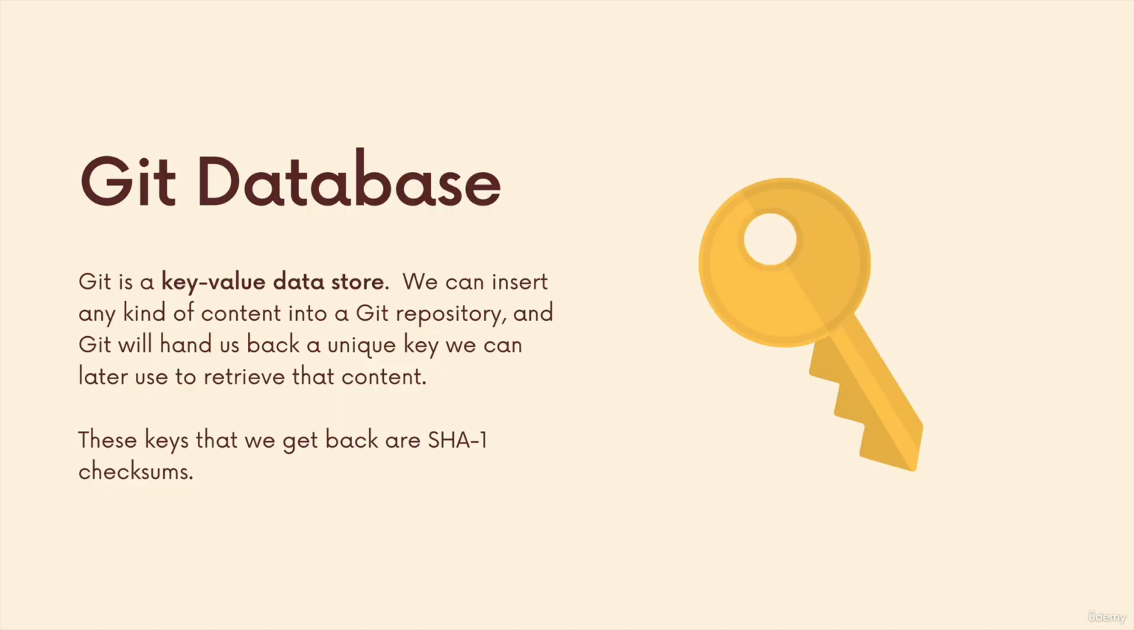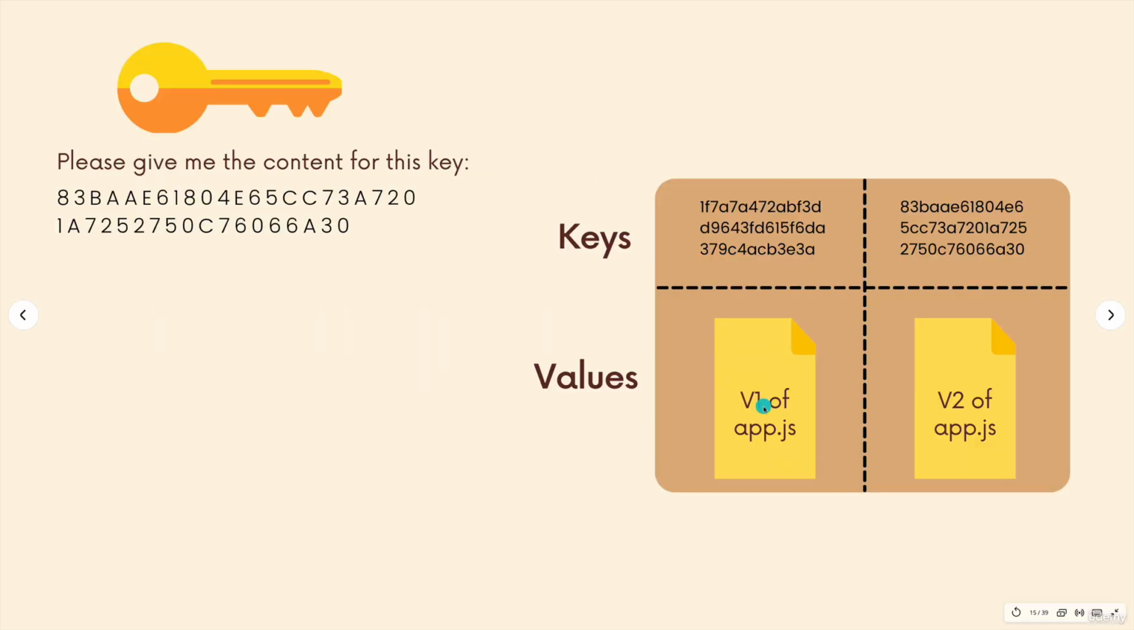Git allows us to store any sort of data in it, and it will hand us back a key for that data. And that key will be a SHA-1 hash that we can then use at a later date to retrieve the information we stored. So a key value data store. We store stuff in there, and it gives us a key. We can then come back and give it the key to get that value. So we'll see that in the next video.